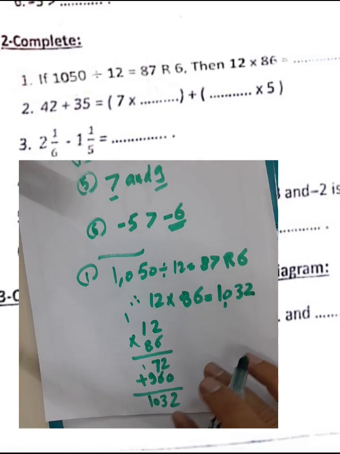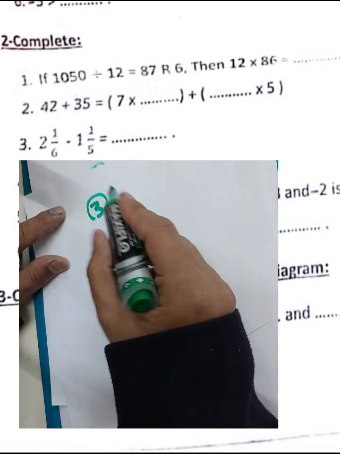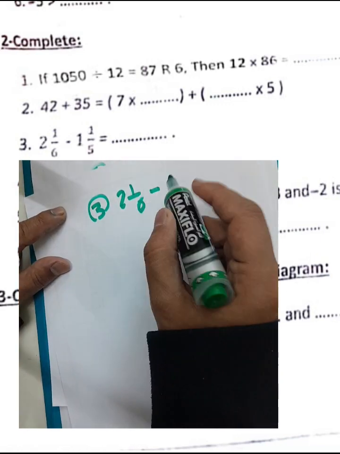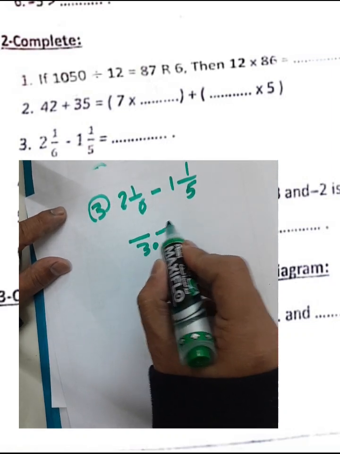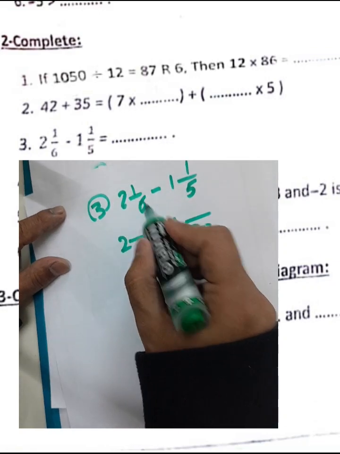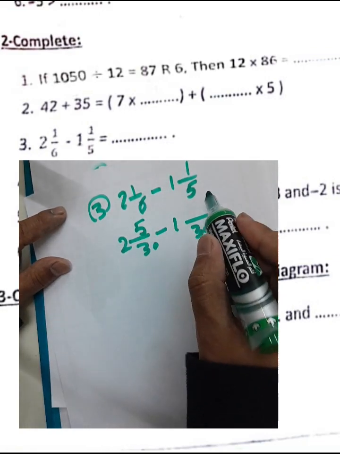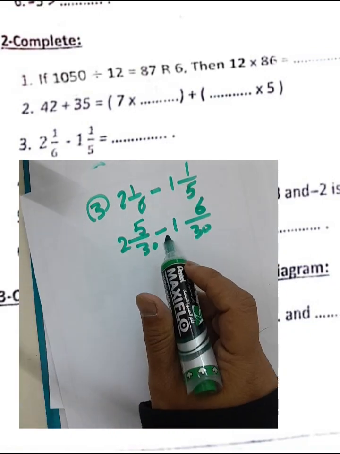Next question. Number 3. 2 and 1 over 6 subtract 1 and 1 over 5. We have 30 as the least common multiple of the two denominators. 5 times 6 equals 30. 5 times 1 equals 5. 6 times 5 equals 30. 6 times 1 equals 6. But 5 minus 6, we can't do it.